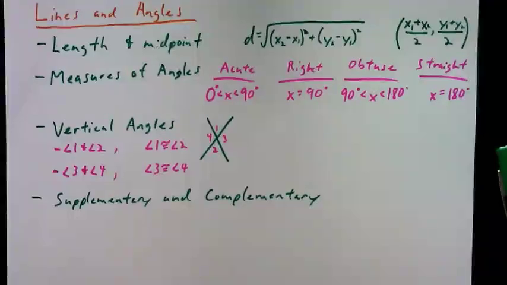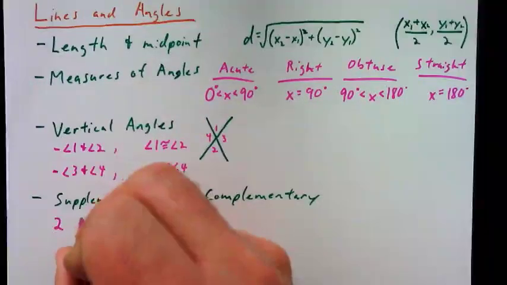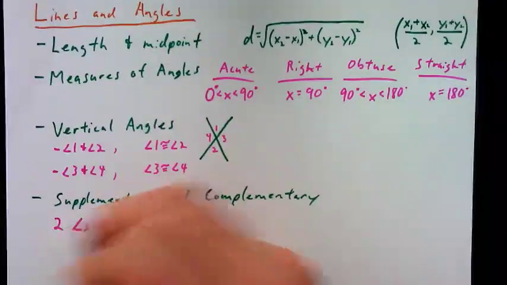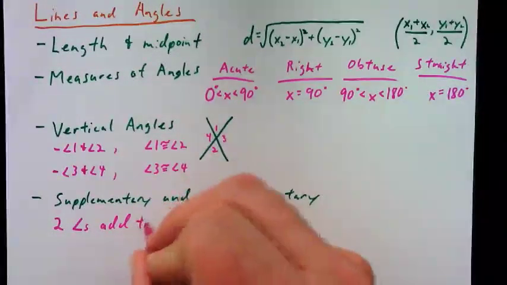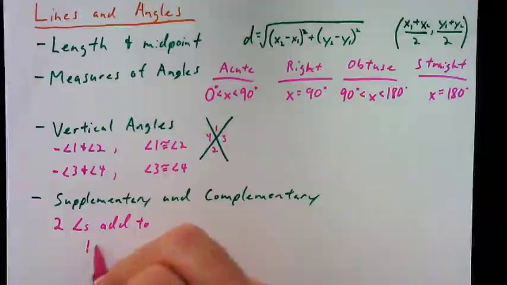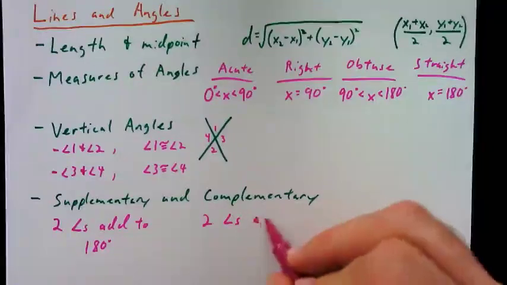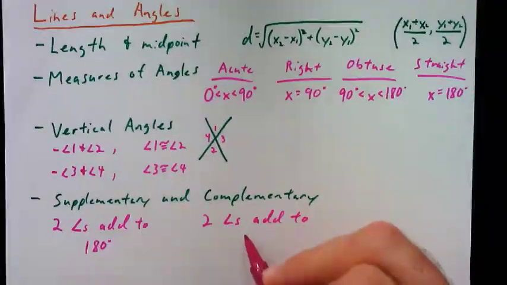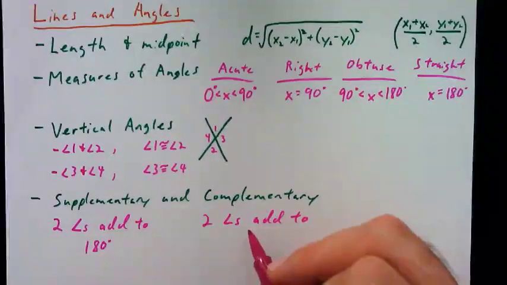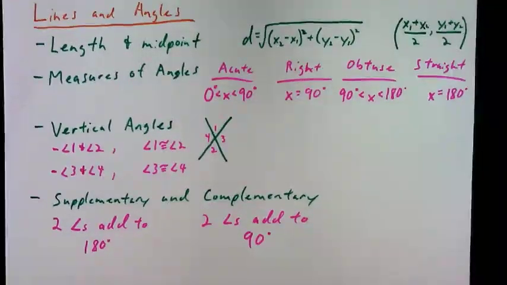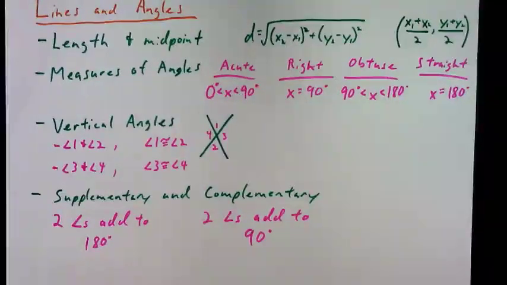So, what's the difference between supplementary angles and complementary angles? In both cases, we're talking about two angles. This one, two angles that add to 180. For complementary, two angles add to, what do complementary angles add up to? 90, yeah. So supplementary add up to 180, complementary add up to 90.